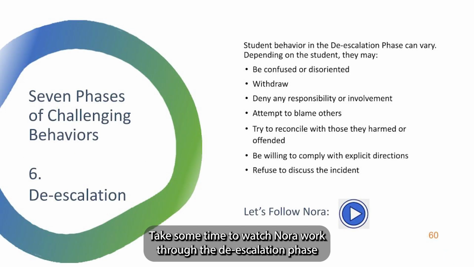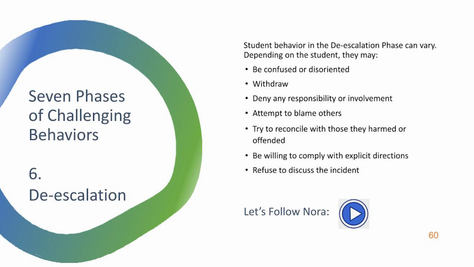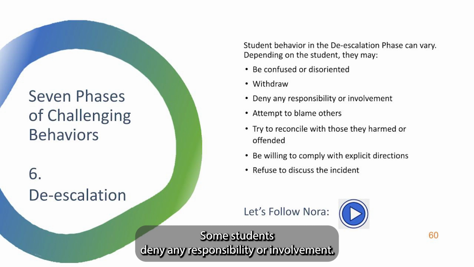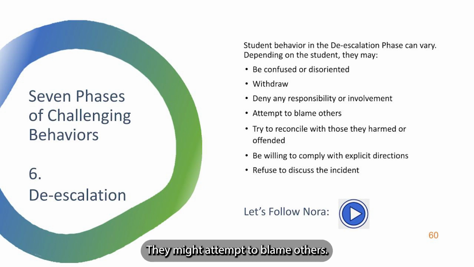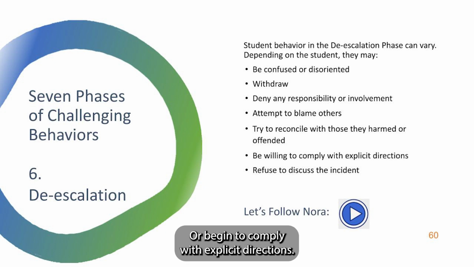Take some time to watch Nora work through the de-escalation phase, paying attention to some of the bullets on this slide. So she may look confused or withdrawn. Some students deny any responsibility or involvement. They might attempt to blame others. They may try to reconcile with those they've harmed, or begin to comply with explicit directions. In some cases, they refuse to discuss the incident.